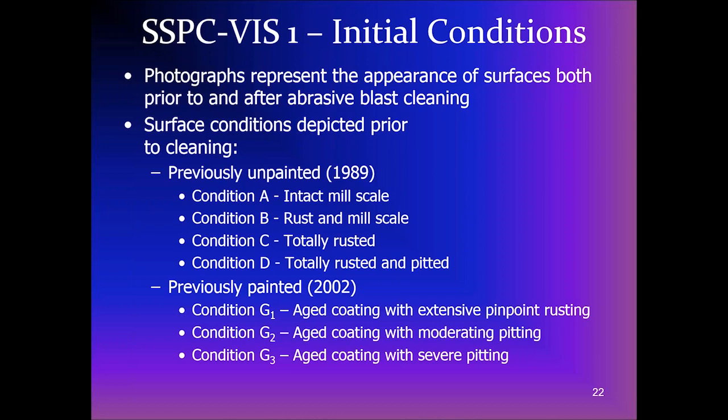A, intact mill scale. B, rust and mill scale. C, totally rusted. D, totally rusted and pitted. The standard then shows the grades of cleaning over those initial conditions.